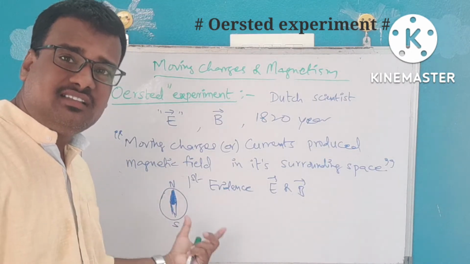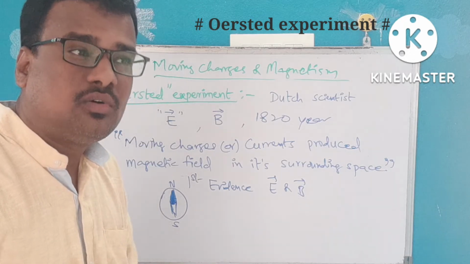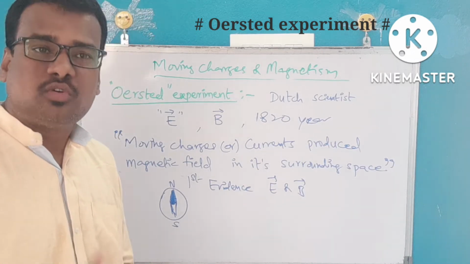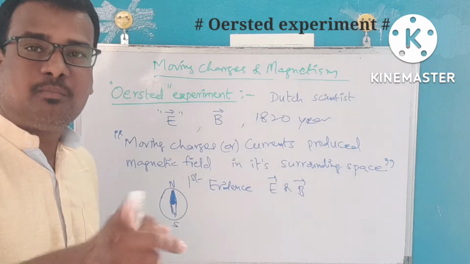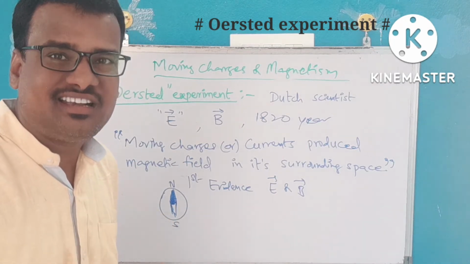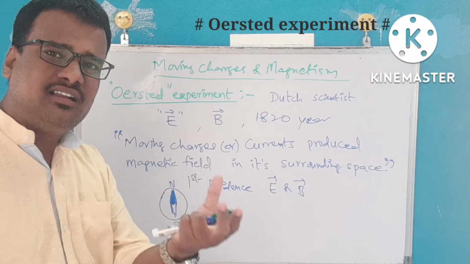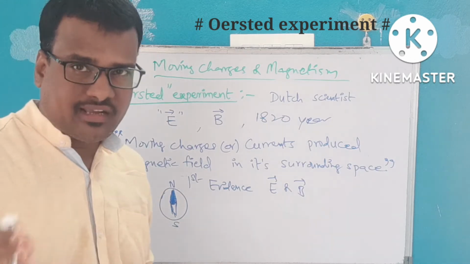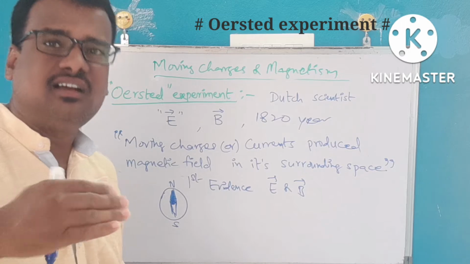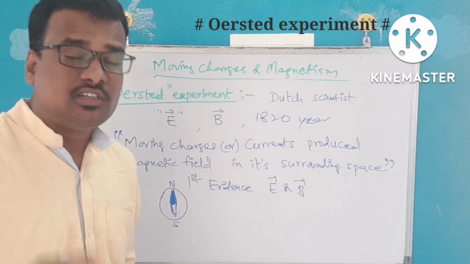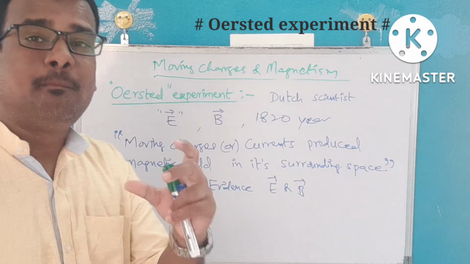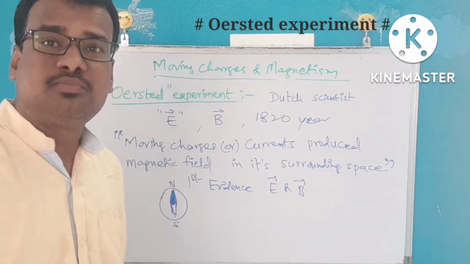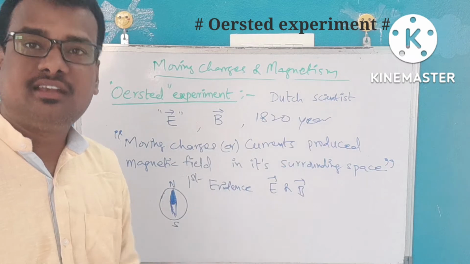Accidentally, Oersted placed this compass needle near a current carrying conductor. Then he observed that the compass needle got deflected. Actually, anywhere we place the compass needle on the earth, it always shows the north direction, because the earth has a magnetic field from south to north. But when Oersted placed it near the current carrying conductor, the compass needle got deflected.